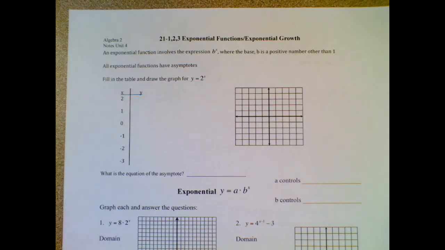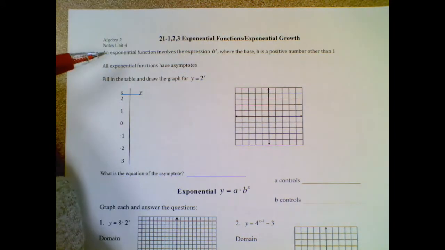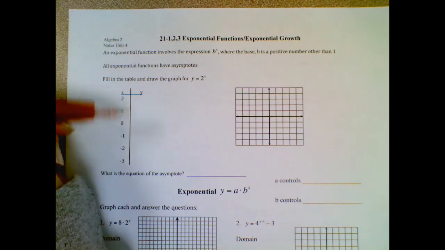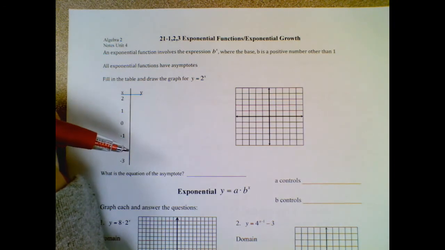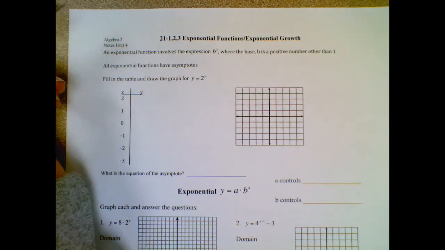Hi everybody, today we are going to do exponential functions and talk about exponential growth. So first off, an exponential function involves the expression b to the x power where the base is b, which is a positive number other than 1. All exponential functions have asymptotes. Remember, an asymptote is a line that a graph approaches but never touches, okay?